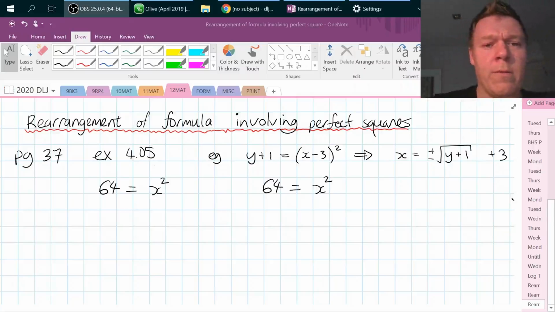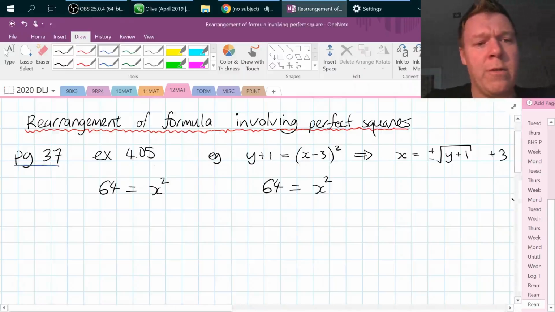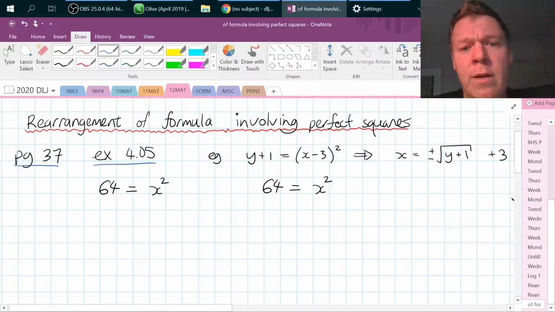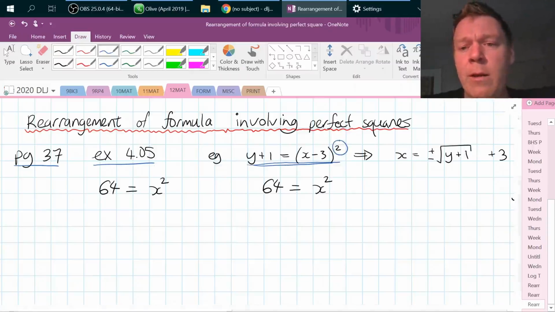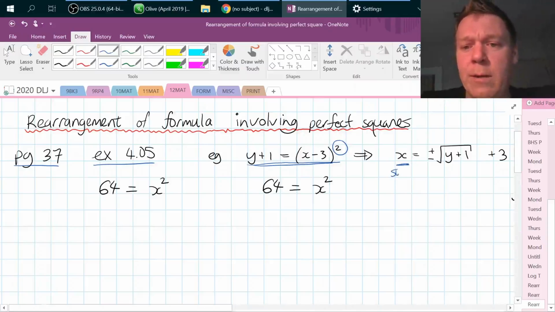Okay, so the content that we're going to cover in this video is on page 37 of the Theta textbook, exercise 4.05, and we're going to be taking equations that look like this. So there's a bracket with something raised to the power of 2, and we're going to be rearranging them so that x is the subject. So we're going to make x the subject of the equation. Okay, so that's the end goal, to get something that looks something like this.